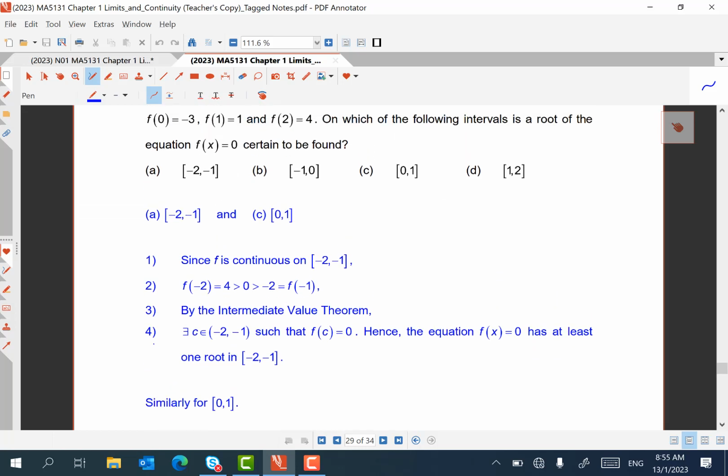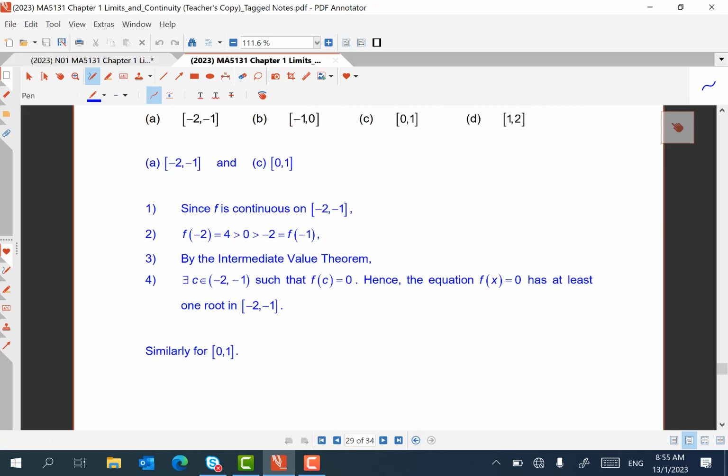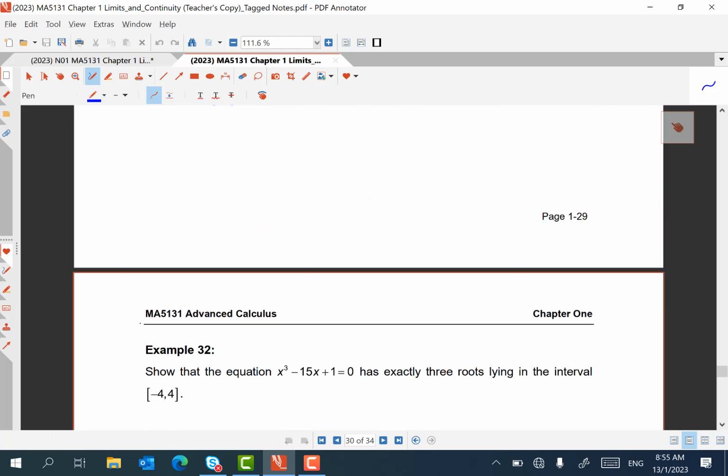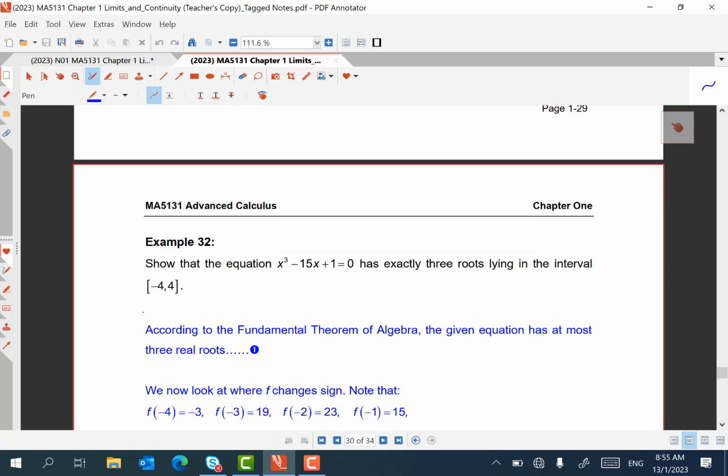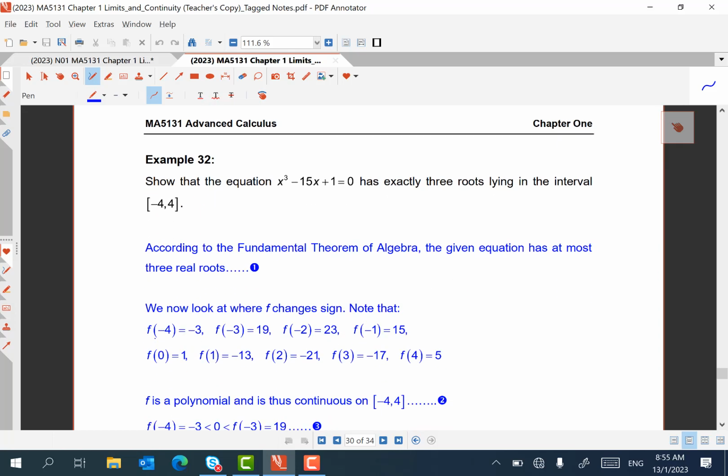Okay, for 32, what you can do is just work out all these numbers now.